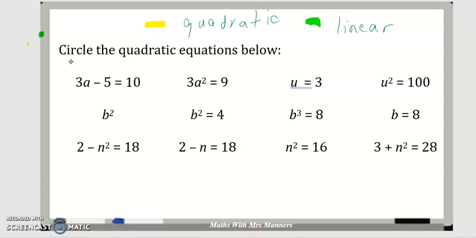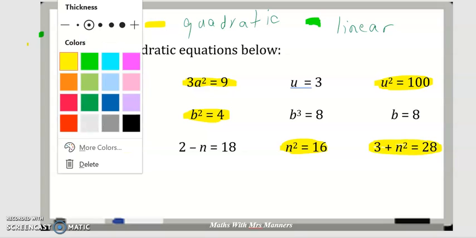So quadratic equations, I'm looking for a squared in the equation. I must have a squared. I can have lower powers, but I cannot have higher powers. I cannot have a power of my pronumeral higher than a 2. So I can see one over here that's got 3a squared. That's definitely a quadratic equation. I can see this one over here, u squared equals 100. I can see one more in the second line here. And in the bottom line, I can see a couple actually. I can see this quadratic equation over here with an n squared, and I can see this quadratic over here with another n squared. And finally, this quadratic equation over here.